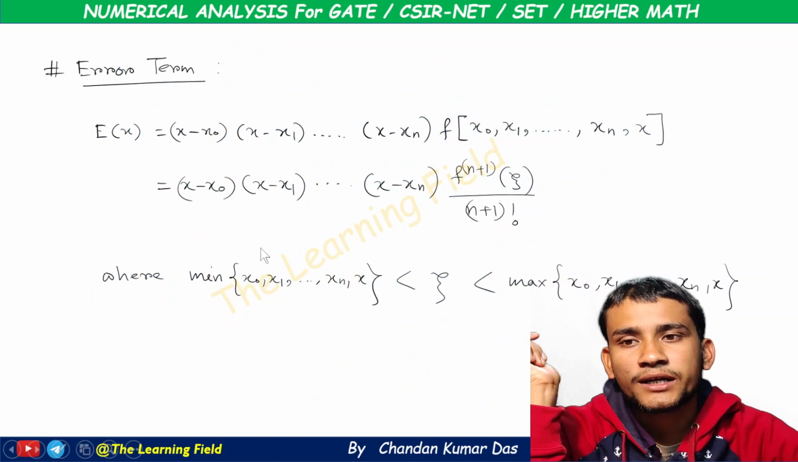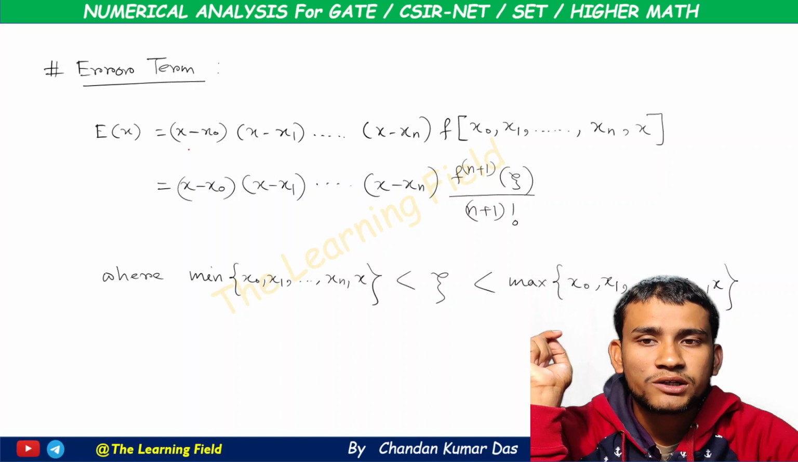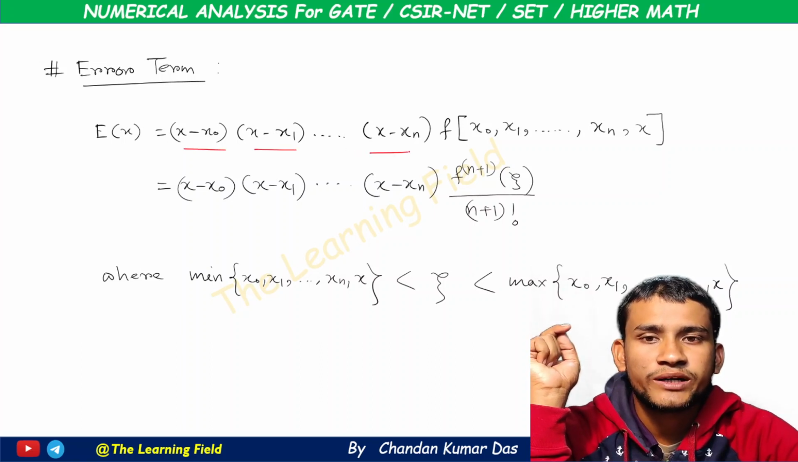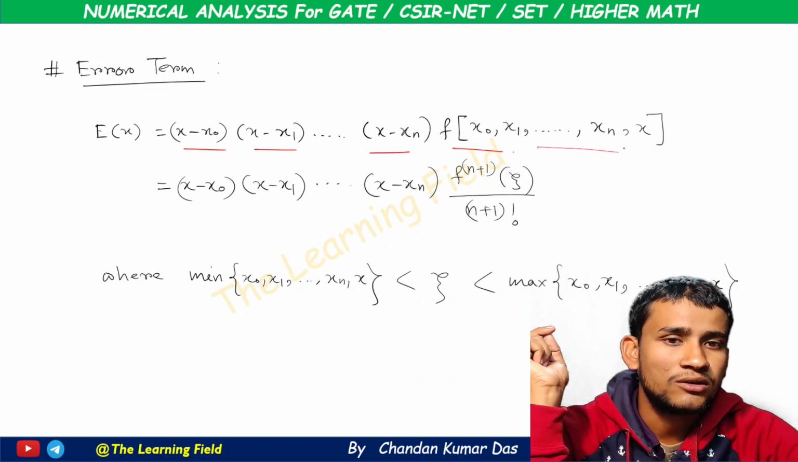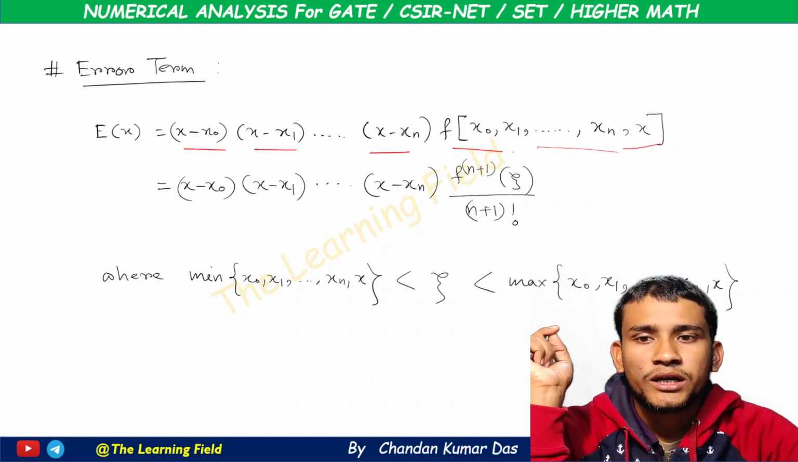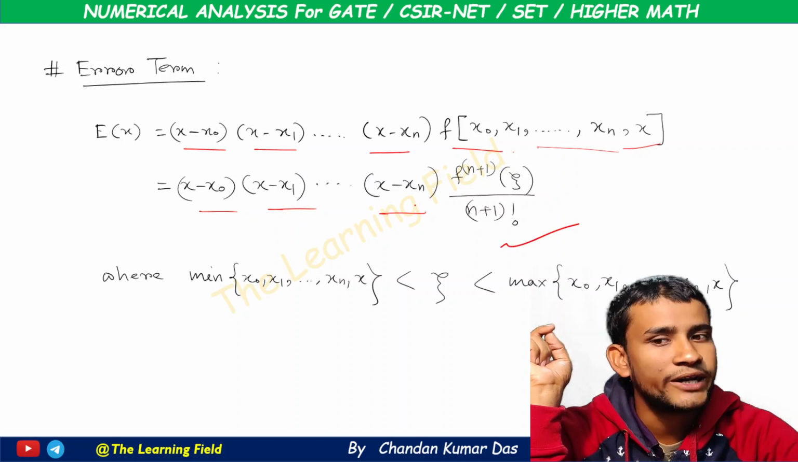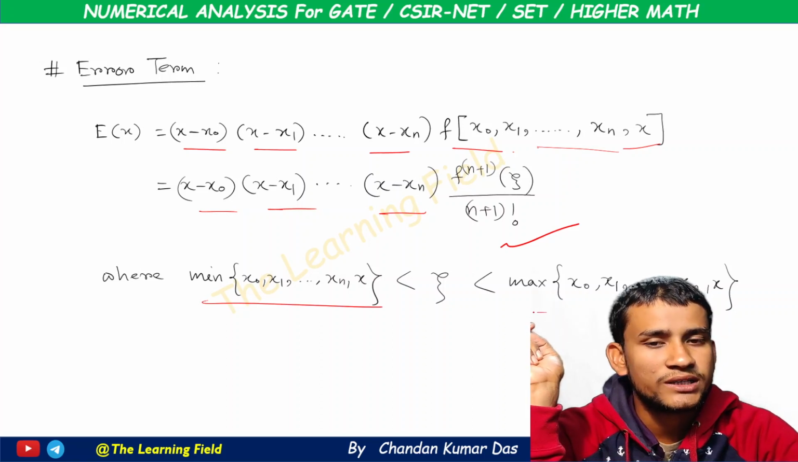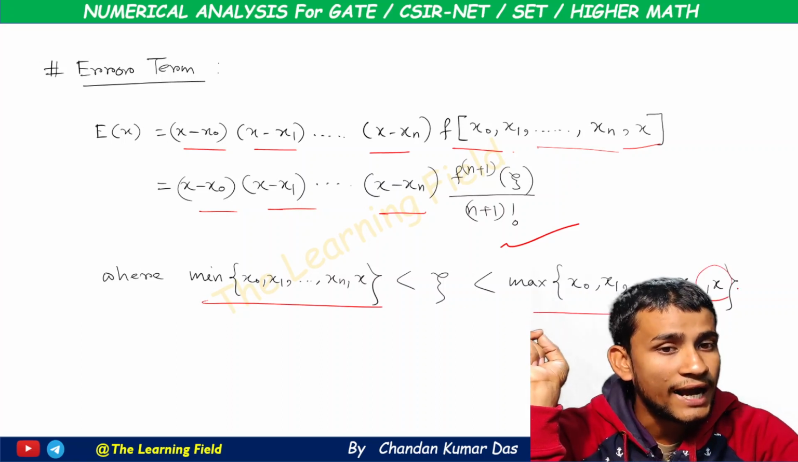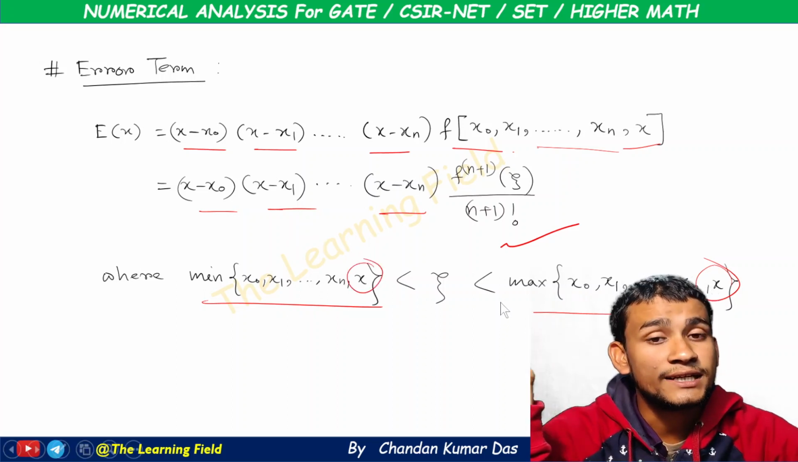Now if we calculate the error term, then the error term for Newton's divided difference formula is equal to (x minus x0)(x minus x1)...(x minus xn) into f of x0, x1, ..., xn, x. Okay, so this is equal to (x minus x0)(x minus x1)...(x minus xn) into f^(n+1)(xi) by (n+1) factorial. This is the error term, and we all know that xi lies between the minimum of x0, x1, ..., xn, x and the maximum of x0, x1, ..., xn, x. Okay, so this is the error term for Newton's divided difference, or Newton's general interpolation, you can say.